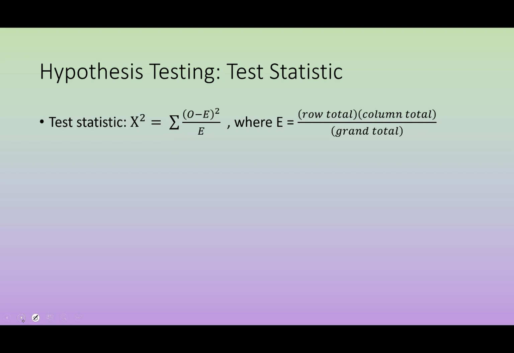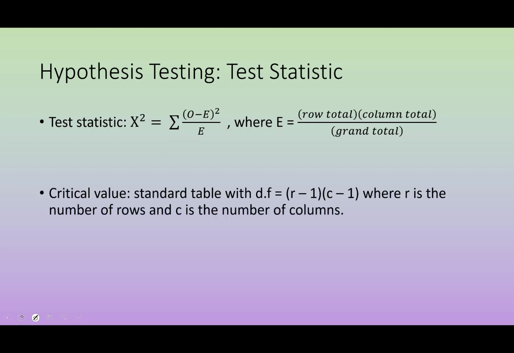Once we have our test statistic computed, then we can go ahead and compare it to the critical value, which will be from our standard chi-squared table. Now, our degrees of freedom is slightly different for this one. We would take our number of rows minus 1 times our number of columns minus 1, and that will give us our degrees of freedom that we would need to look up in our standard chi-squared table. So let's go ahead and look at an example of how to do this by hand first, and then we will look at how to do it using technology.